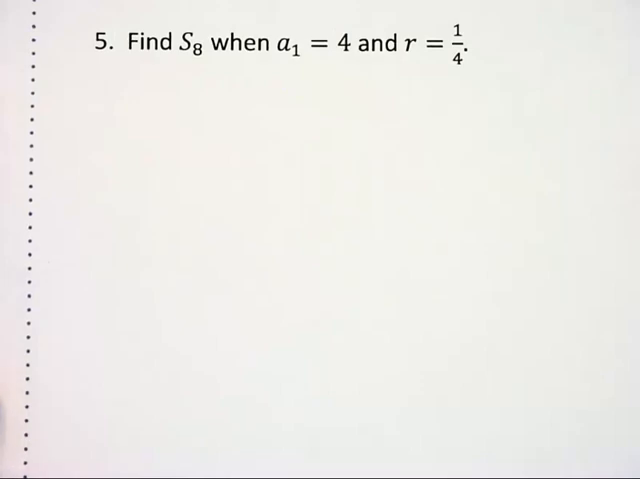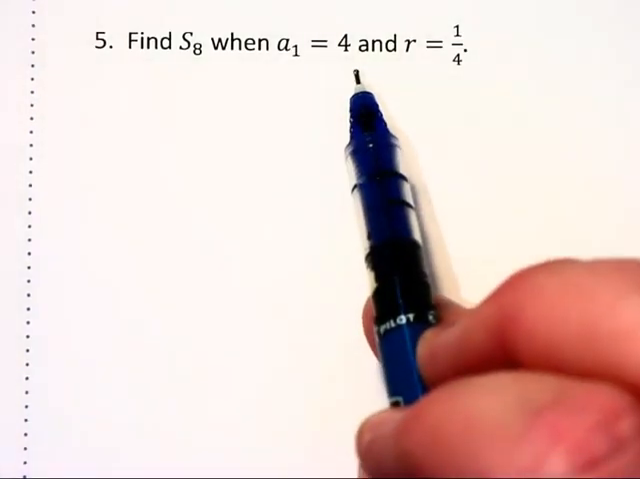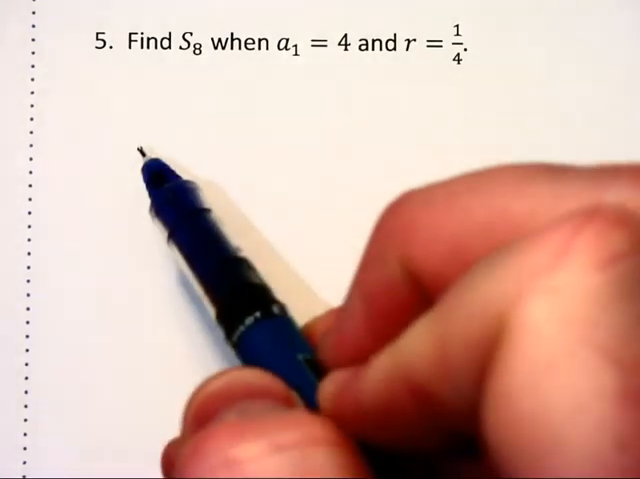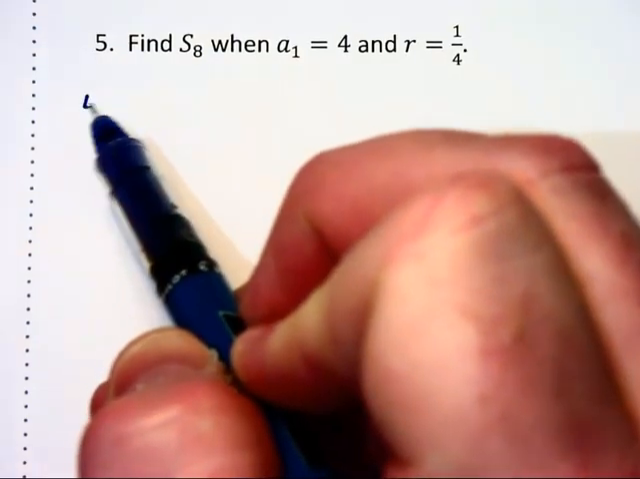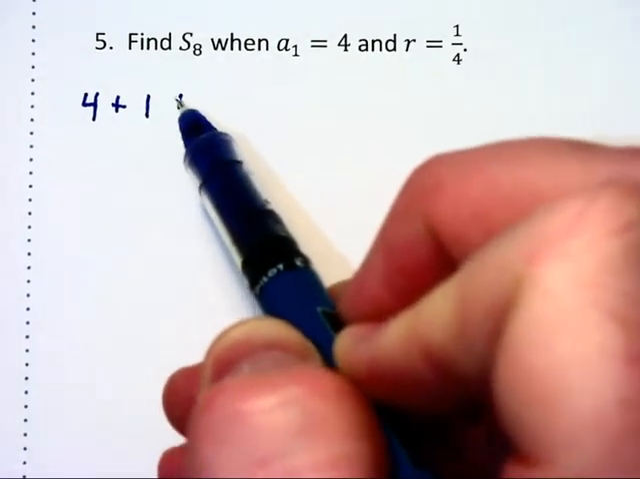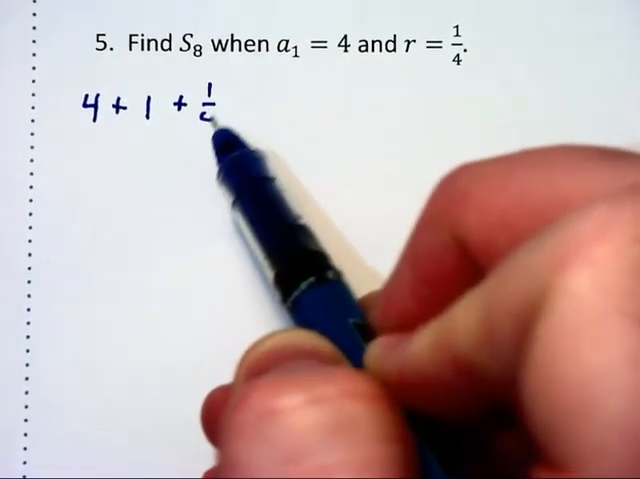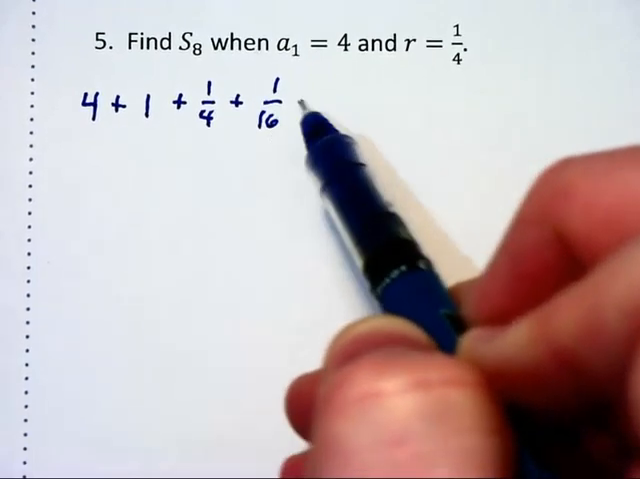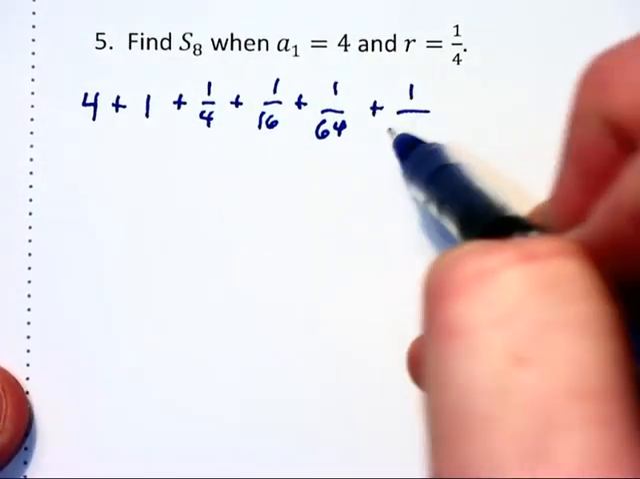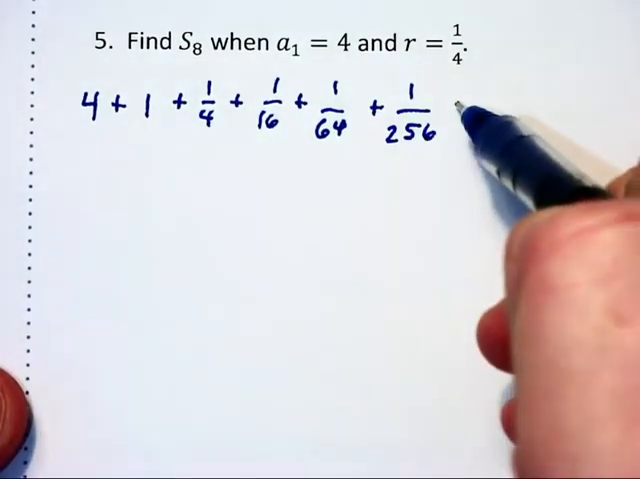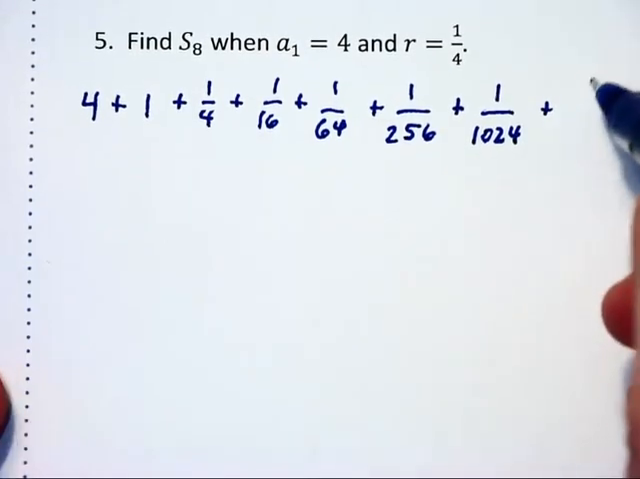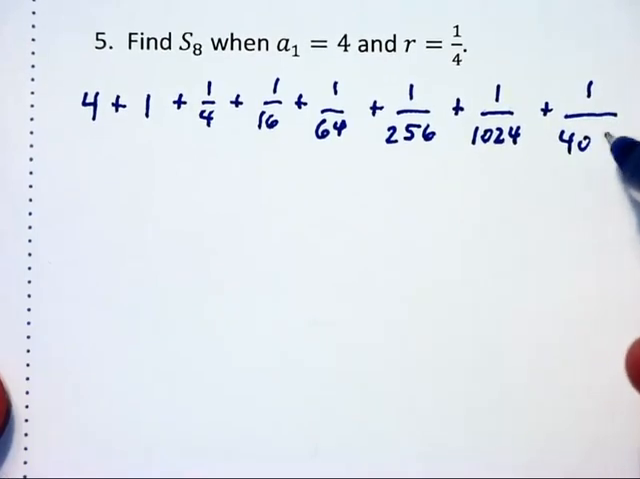Find the 8th term when a1 is 4 and r is 1/4. This is so much easier if you just write this out. The first term is 4. The next term will be 1/4 of that, which is 1, plus 1/4, plus 1/16, plus 1/64, plus 1 over 256, two more terms to go, plus 1 over 1024, plus 1 over 4096.